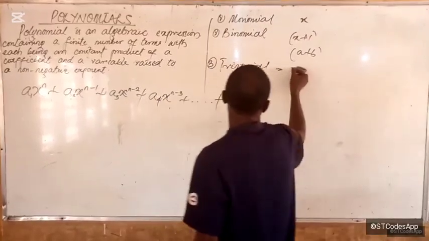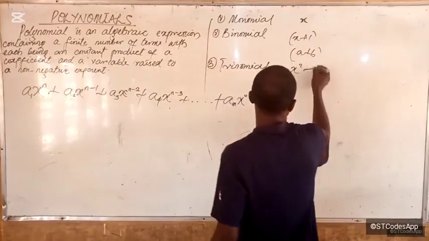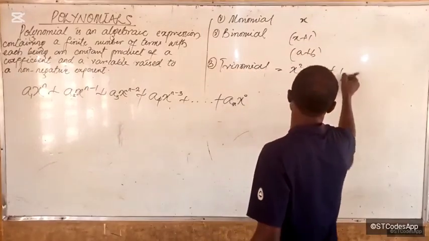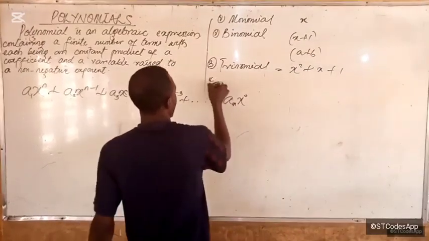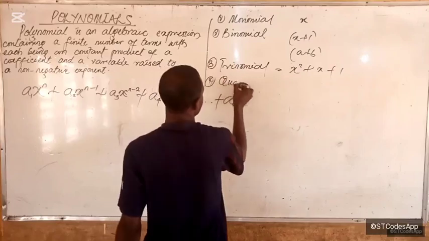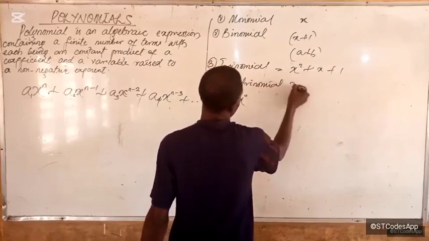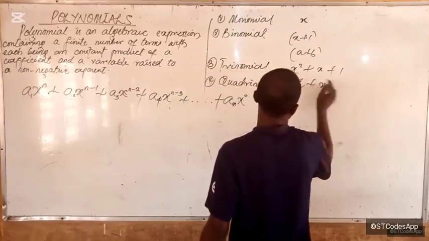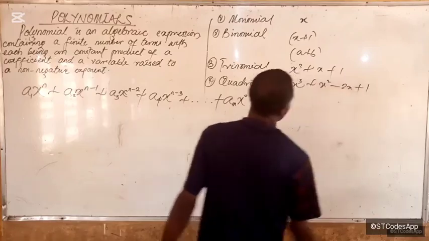Then the third is a trinomial, which will be something like a quadratic expression, for example, ax squared plus x minus 1, or plus 1. That is a trinomial. Do you understand? Then we have a quadrinomial, number 4. So you see x to the power 4 plus x to the power 3 plus x to the power 2 minus 2x plus 1.